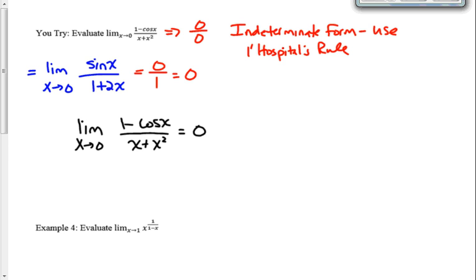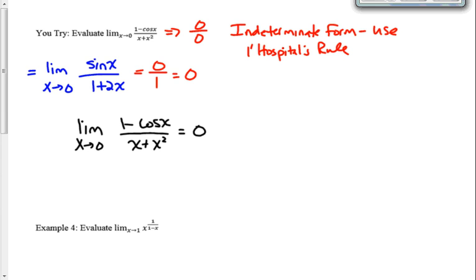So for the next one, this is one that I would like for you to try. So go ahead and work this one, and when you're finished, I'll have the solution up there. So go ahead and pause the video now, please. So here's my solution. I get that that limit is 0. Go ahead and pause the video if you need to take a look at my work.